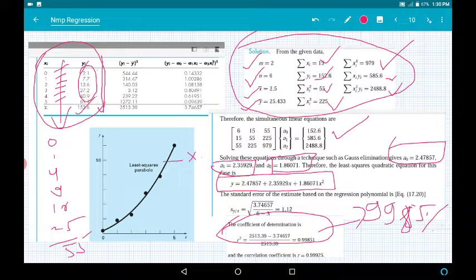This is also known as polynomial regression. I will request you to solve this numerical in your copy with your hand, so that the concept will be more clear to you. All right, in the next video we will go to another type of regression, that is nonlinear regression. Thank you.